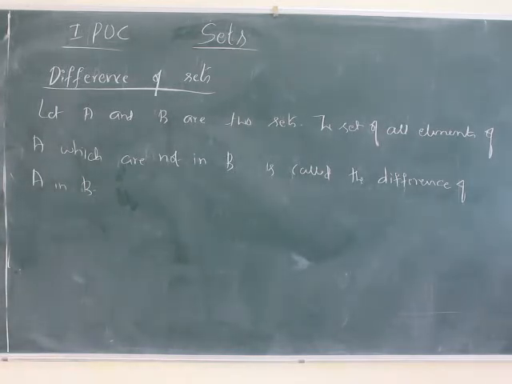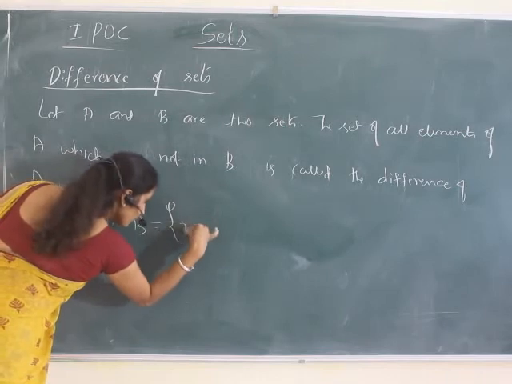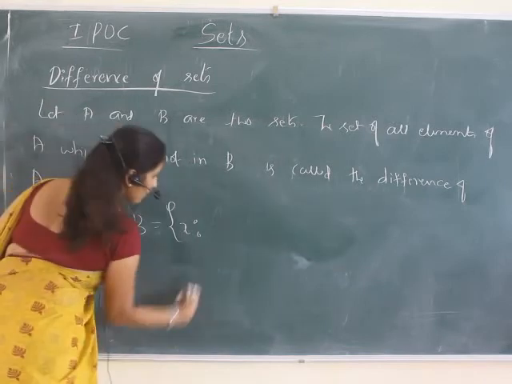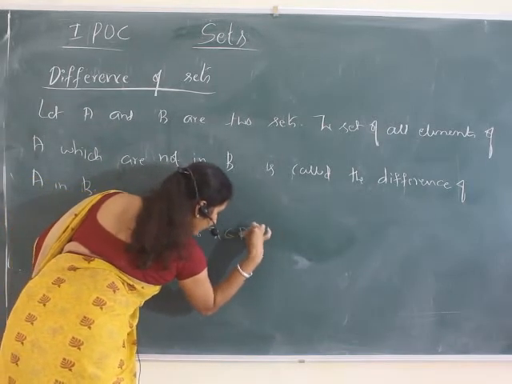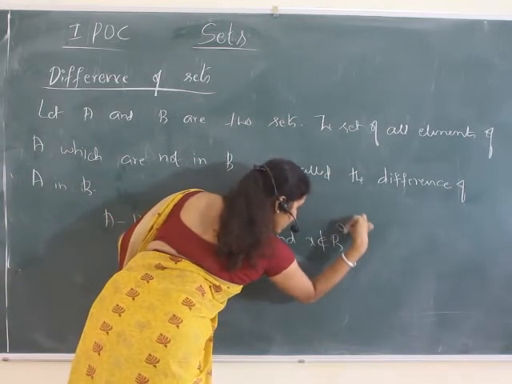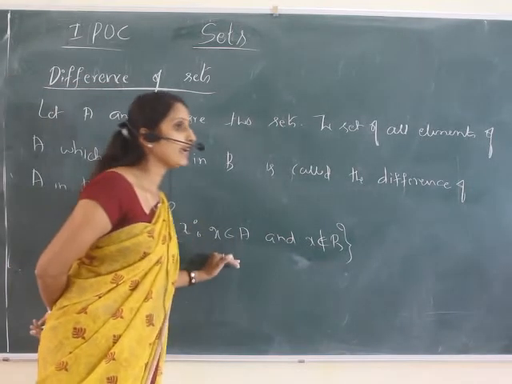So how do we denote difference of A in B? Difference of A in B is denoted by A minus B. This is equal to the set of all elements X such that X belongs to A and X does not belong to B. So this is the A minus B. All the elements of A which are not in B.